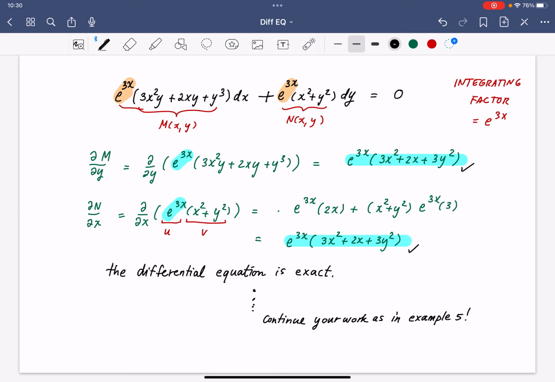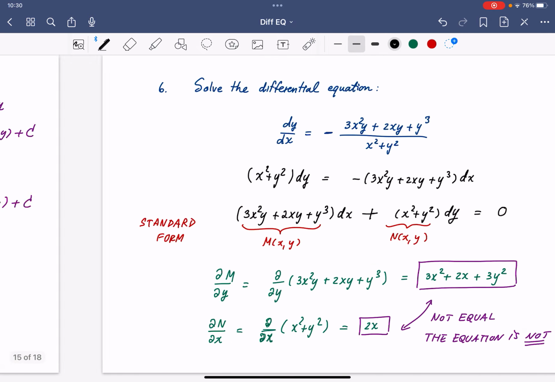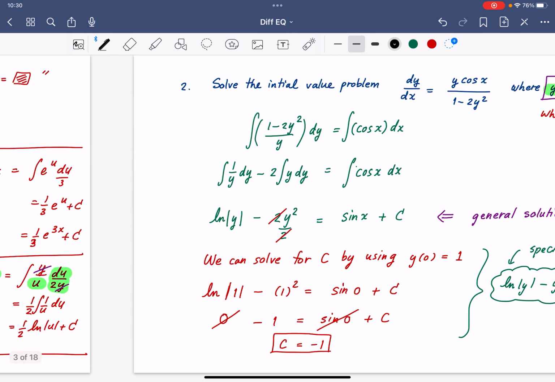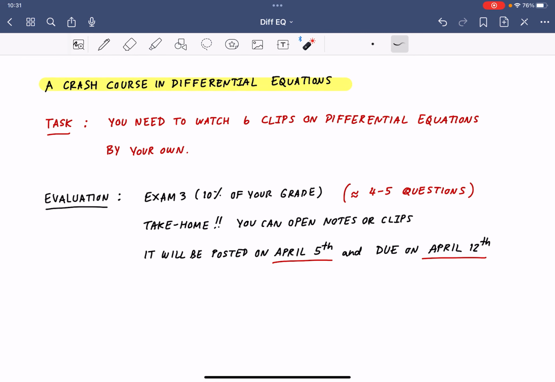So everyone, before we move forward, let me explain one more time. We're going to continue to the next section now, which is limits and continuity. But before we move to limits and continuity, let's talk about differential equations here. One more time, you're going to need to watch 6 clips on differential equations on your own. The example that we did in class is only one example for each one, so you're going to need to watch the full video on YouTube.